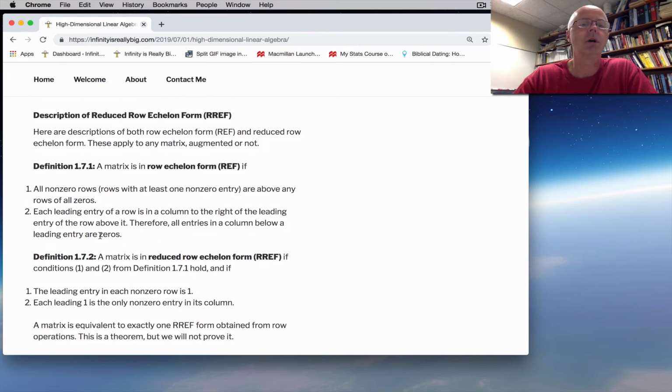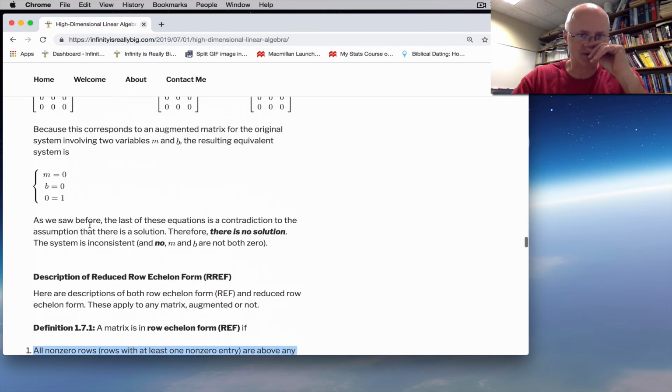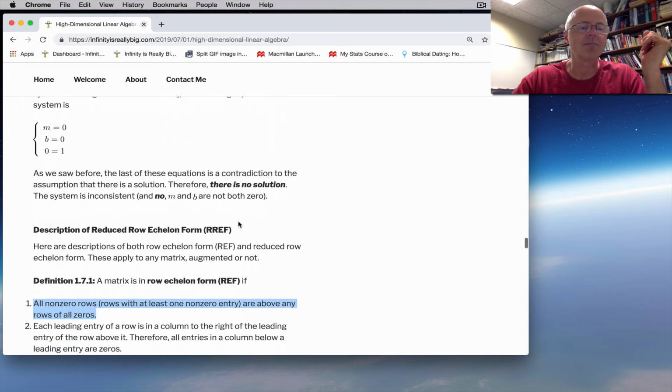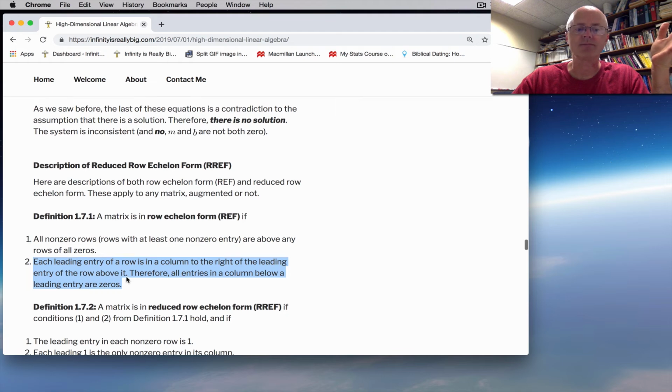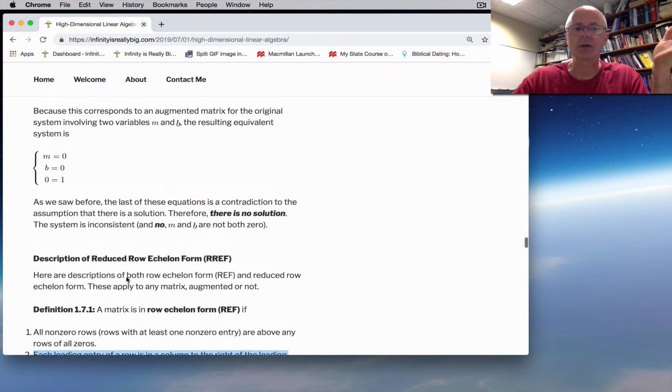Here I have a definition of both row echelon form, REF, and reduced row echelon form, RREF, for any matrix, augmented or not. Okay, it doesn't have to be an augmented matrix. It's in row echelon form if, first of all, non-zero rows, in other words, rows with at least one non-zero entry, are above any rows with all zeros. All the rows with all zeros are at the bottom, like you see here. These two rows with all zeros are at the bottom. Secondly, each leading entry in a row, which is the first non-zero element of that row, is in a column to the right of the leading entry in the row above it. Therefore, all the entries in a column below a leading entry are 0.